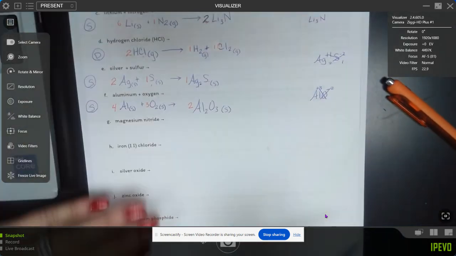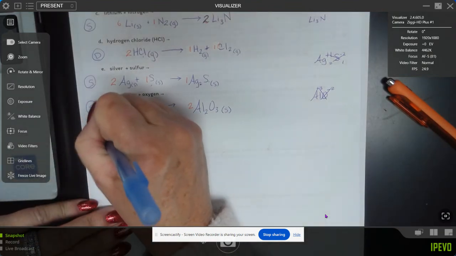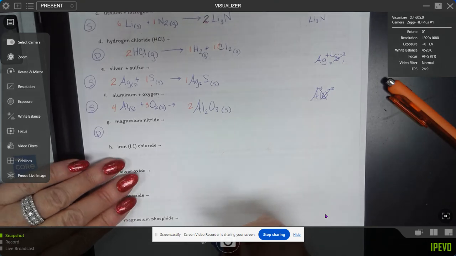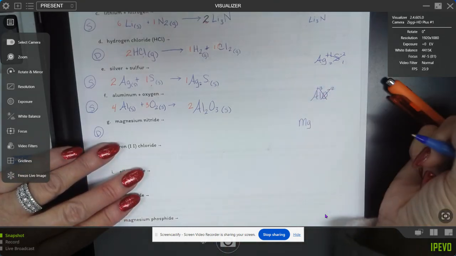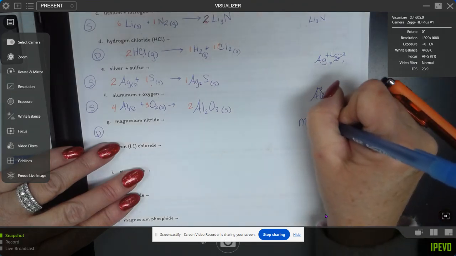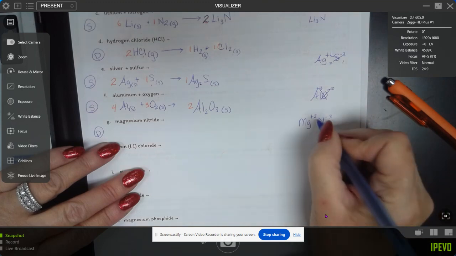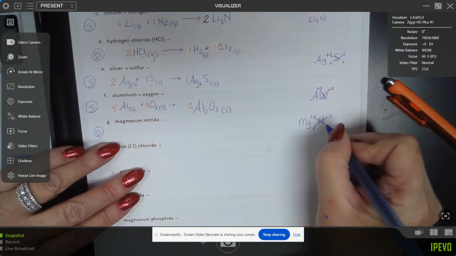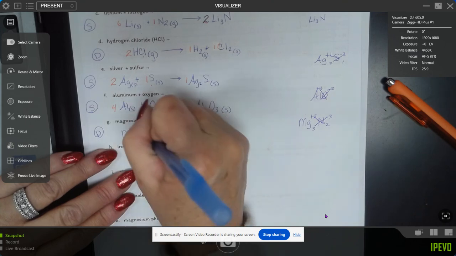I hope. All right, magnesium nitride. This only has 1 compound, so this is going to be a decomposition. Magnesium, if you look at your periodic table, forms a +2 ion. Nitrogen forms a -3. So if we crisscross those, we get Mg3N2.